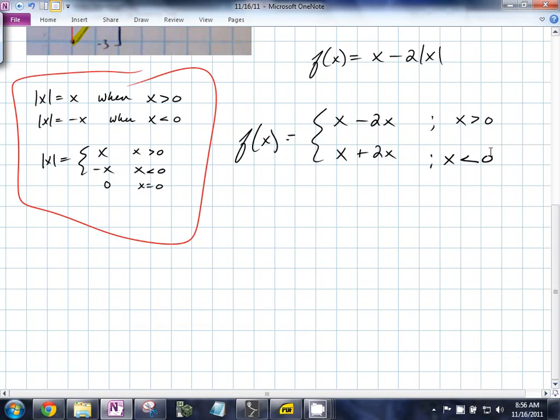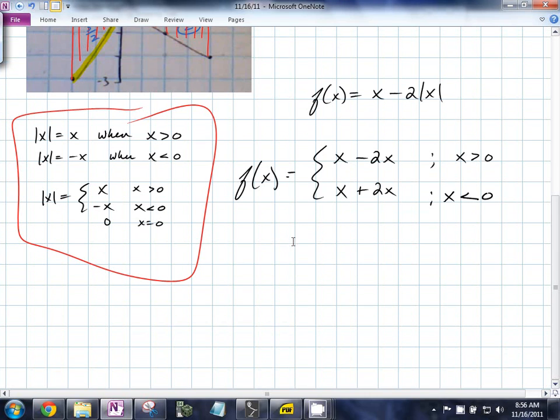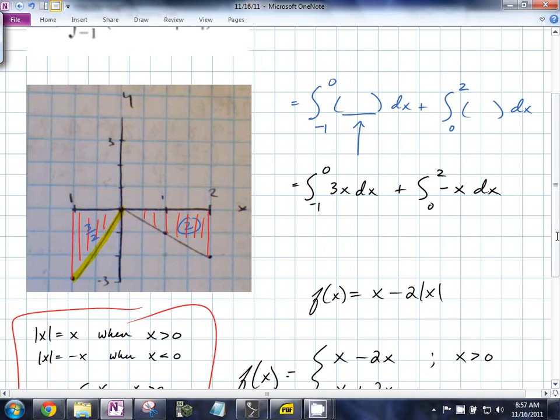So what are our integrals going to be? What is x minus 2x? What does this simplify to? Negative x when x is greater than 0, and it's equal to 3x when x is less than 0. Is that exactly what Maddie graphed? Yeah. That is exactly what Maddie graphed. Okay, so let's go back up here. We're evaluating this. This is 3 times the integral from -1 to 0 of x dx, and this is minus the integral from 0 to 2 of x dx. Exactly.